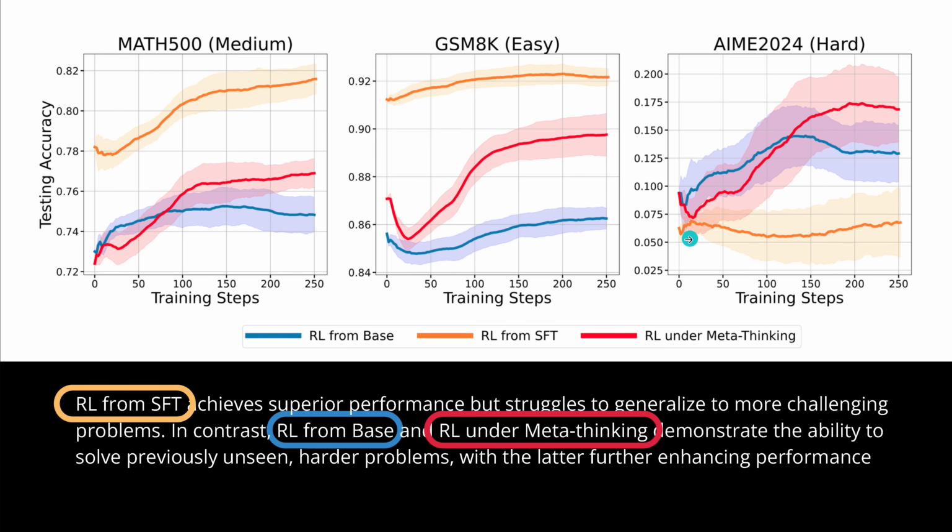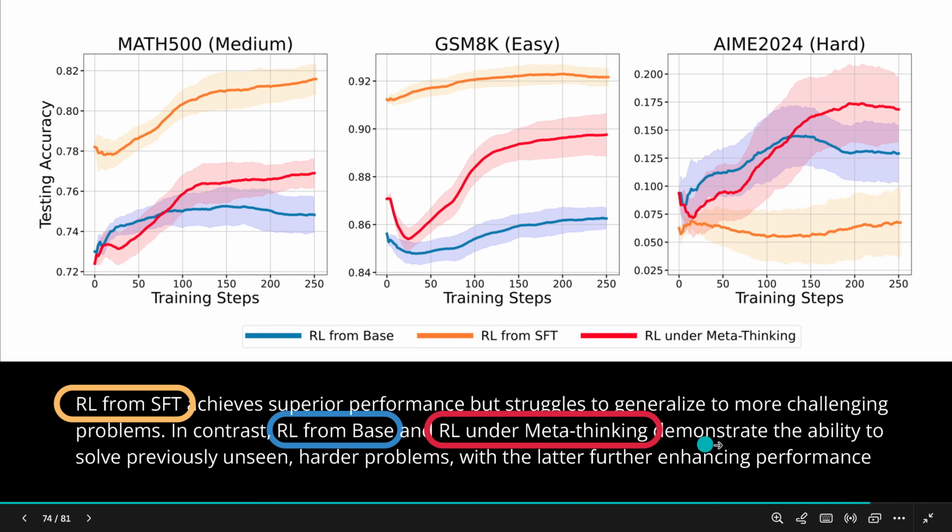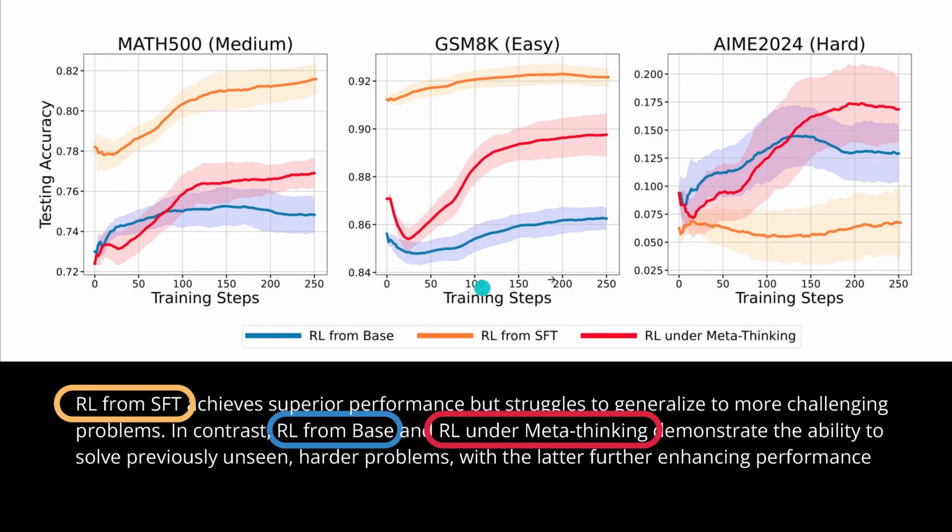Now have a look at this. We kind of have a linear performance increase, and then we plateau out or even fall back a little bit. Now this is different. So let's have a look what this really means. The text is here: reinforcement learning here in orange from supervised fine-tuning achieves superior performance, but it struggles to generalize to more challenging problems, the hard problems, you see. And in contrast, from base, so under meta thinking, demonstrates the ability to solve previously unseen harder problems, with the latter further enhancing the performance if you go to really hard to solve problems.